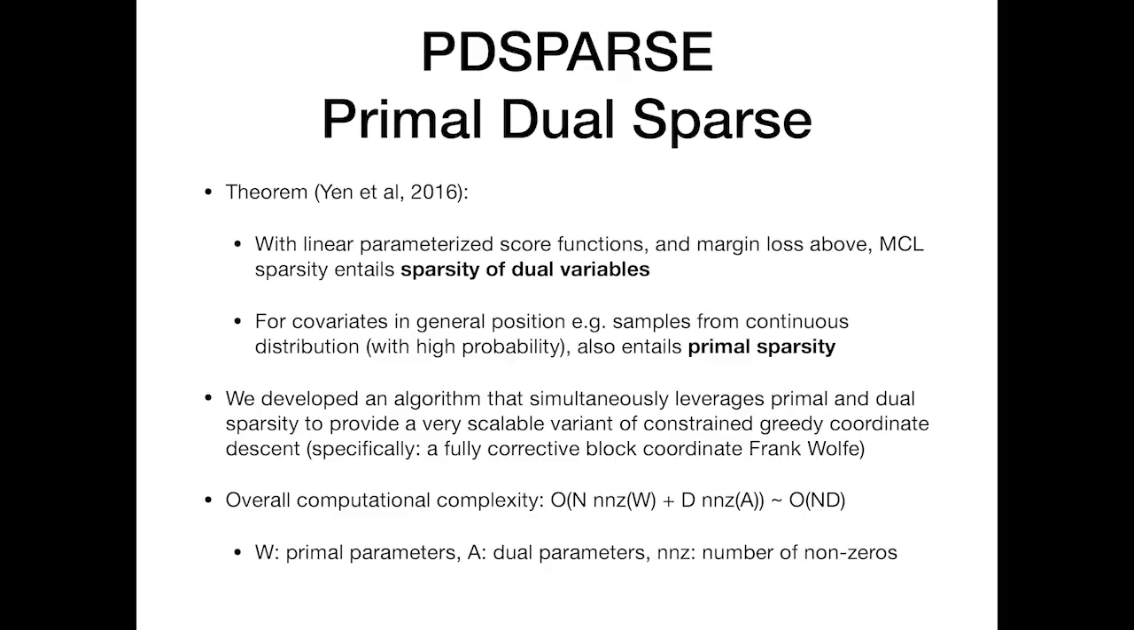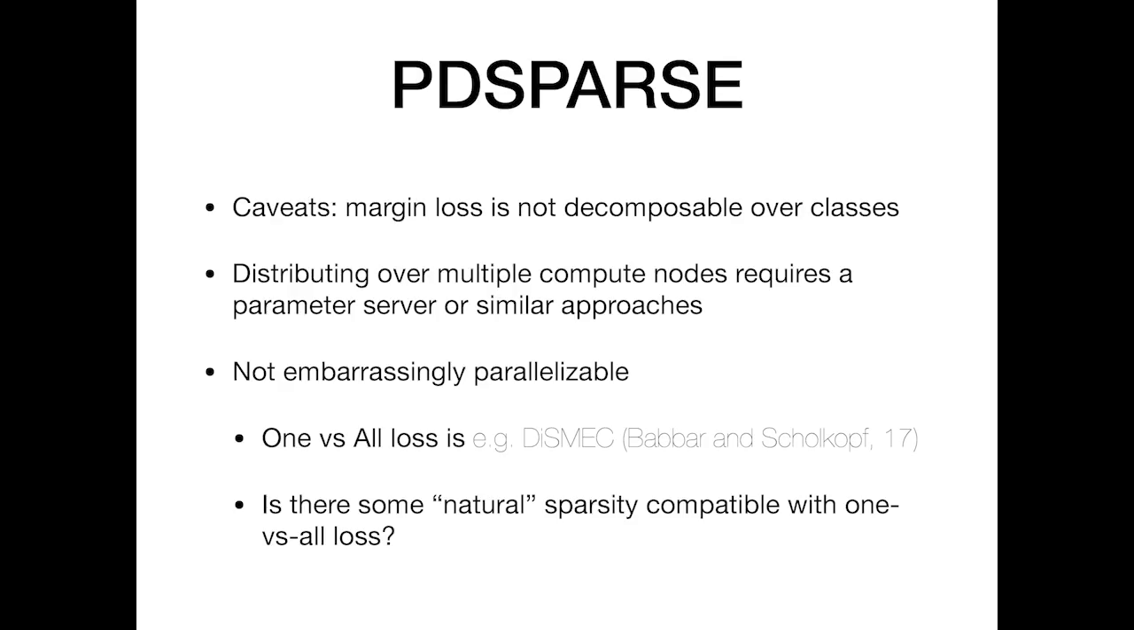So overall, this scales as n times d, which is essentially the input problem size, right? Our design matrix X has this size, n times d. And so this is our overall computational complexity. Okay, very scalable. And so this was our PD-Sparse. We call it that because we explicitly leverage primal and dual sparsity. But essentially the underlying idea is MCL sparsity, most confusing label sparsity.